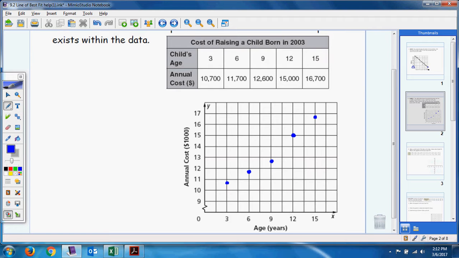So again, we have our words to talk about that correlation, that positive, negative correlation. You can just do generic terms about the age and the cost. So again, you should be sharing with your partner. Give you about 20 more seconds about this relationship.